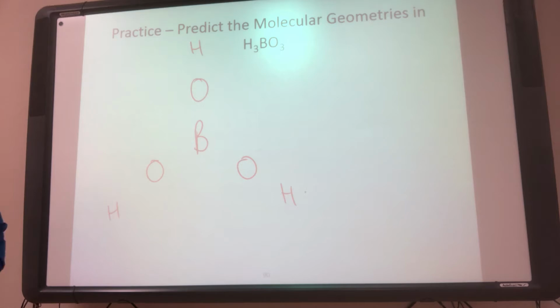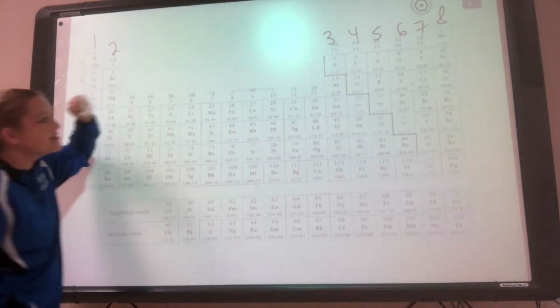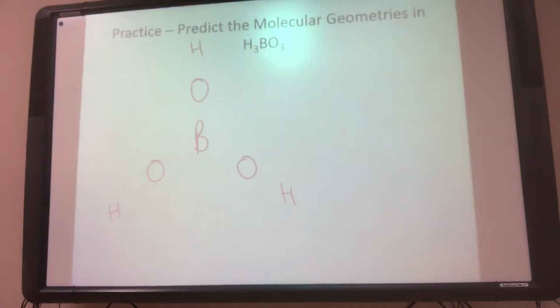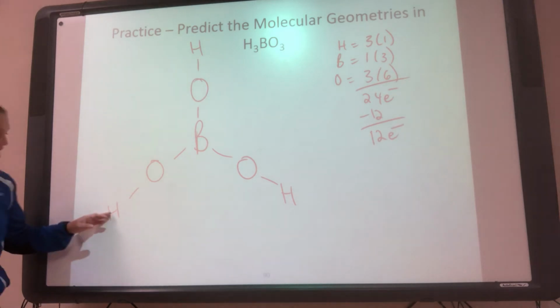All right, now I'm going to add it up. Hydrogen has 1 valence, boron has 3, oxygen has 6. So hydrogen, I've got 3 of them, each with 1. Boron, I've got 1 of them with 3. And oxygen, there's 3 of them with 6. That gives me 24 valence electrons. I make single bonds, 1, 2, 3, 4, 5, 6 single bonds, so that's 12 electrons, because there's 2 electrons in every single bond.